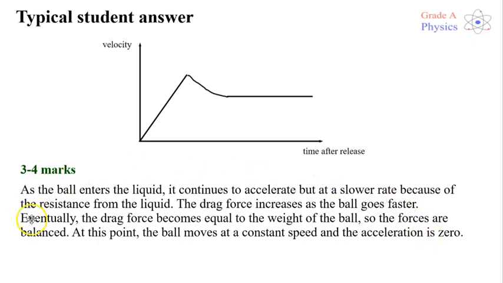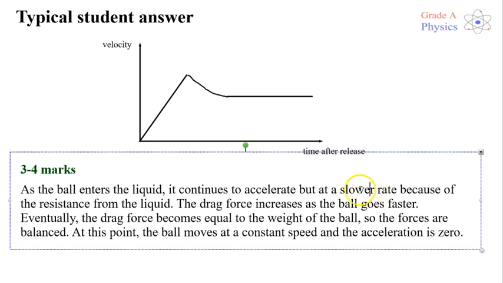Right, at first reading, that seems quite good, but there's not enough detail, certainly, and there's one or two fundamental misunderstandings. So let's have a look. It continues to accelerate. Well, it does, but we need to talk about the size of the acceleration. So the gradient of this line here is changing. Initially, the gradient is quite large, and the gradient gets smaller. So really, we need to make reference to the VT graph. Initially, we have a large acceleration, and then it reduces.